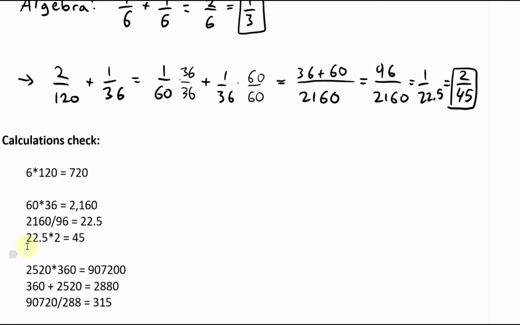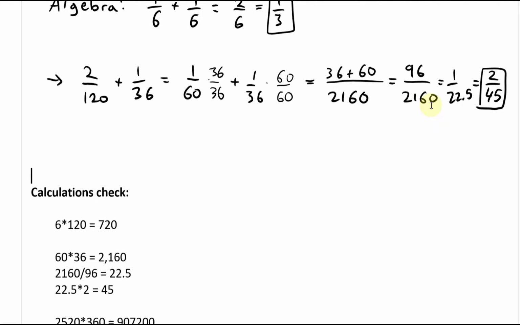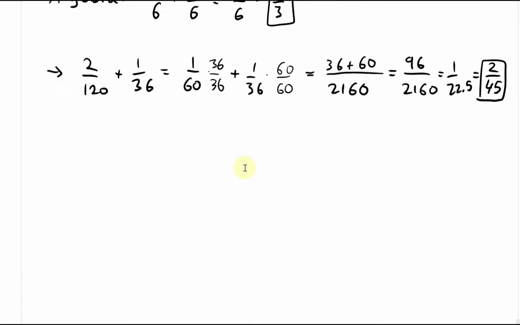Because remember, all we're doing is just flipping this one. 2,160 divided by 96 becomes 1 over 22.5. And so on. So yes. Alright, so now the next one. Let's keep going further. And the next one's going to be this right here.